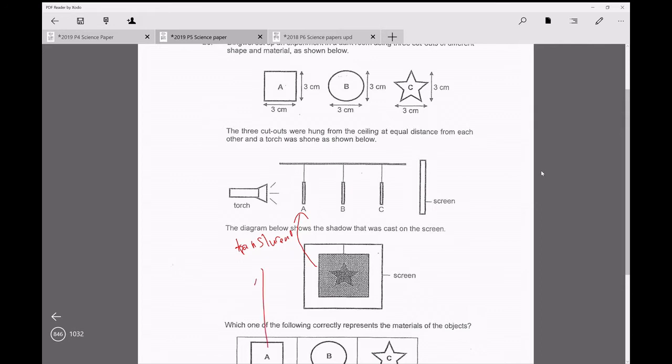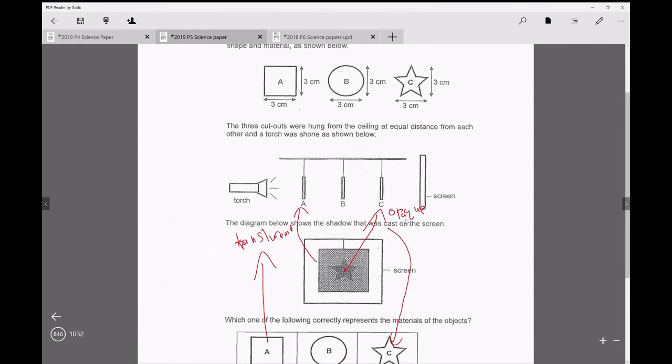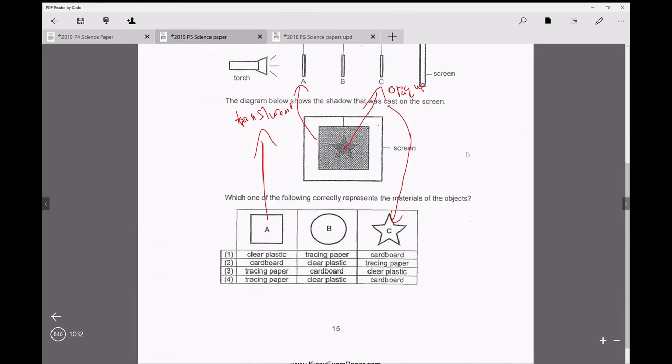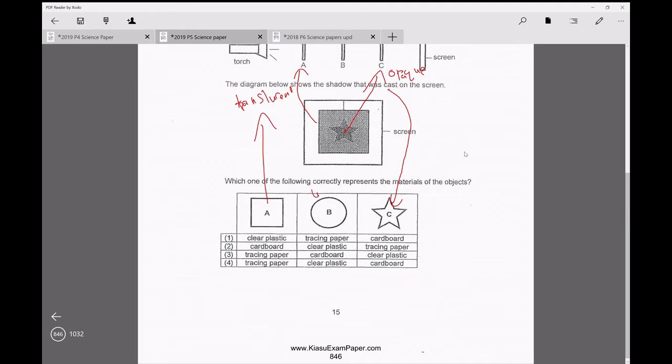Also A is translucent. Then B casts a shadow, right? Light is blocked, right? So C, the star is C, okay? So it is opaque. Okay, that's why you see a dark shadow there because the light cannot pass through. So C is opaque. Okay. We don't see B because B is behind C and B has been blocked by C, so you will not know. So this is actually an unknown.